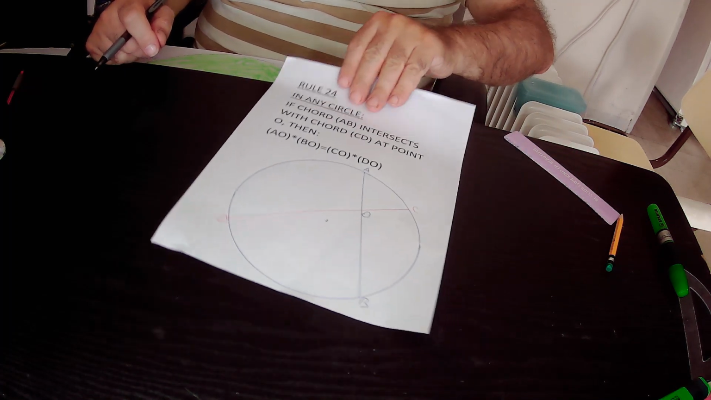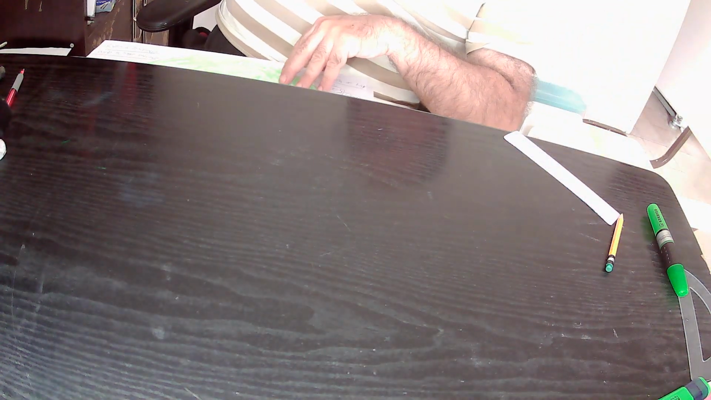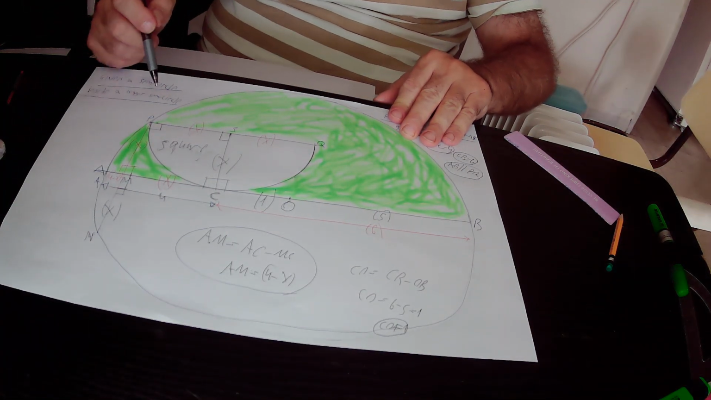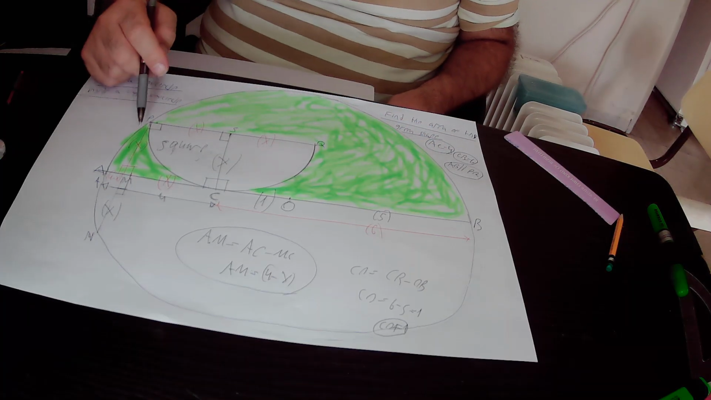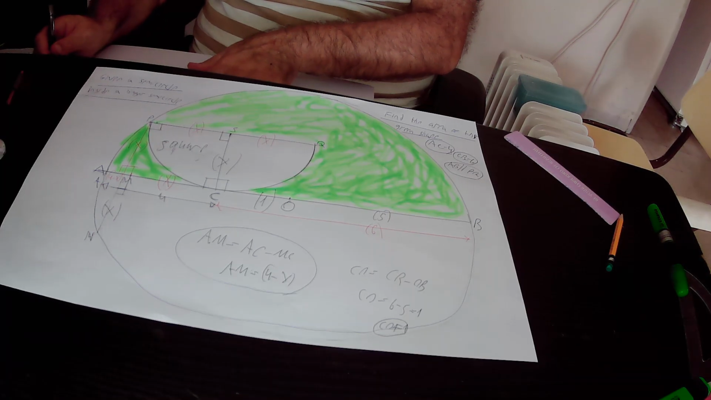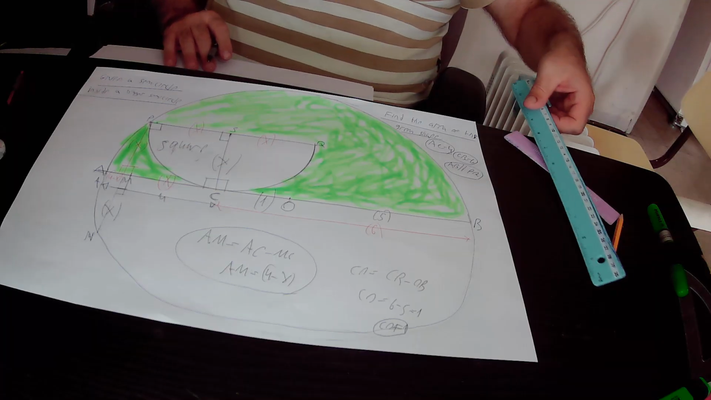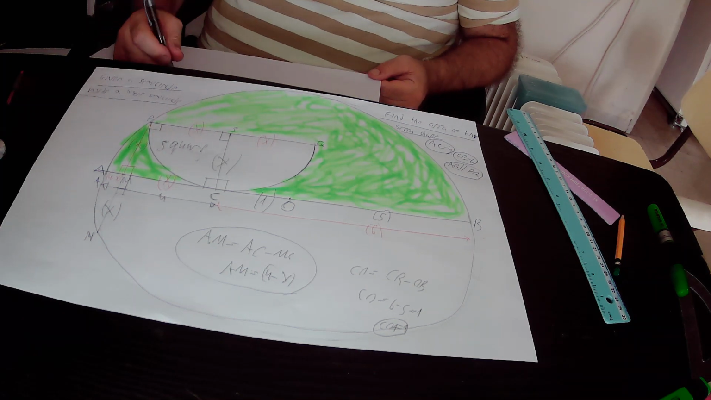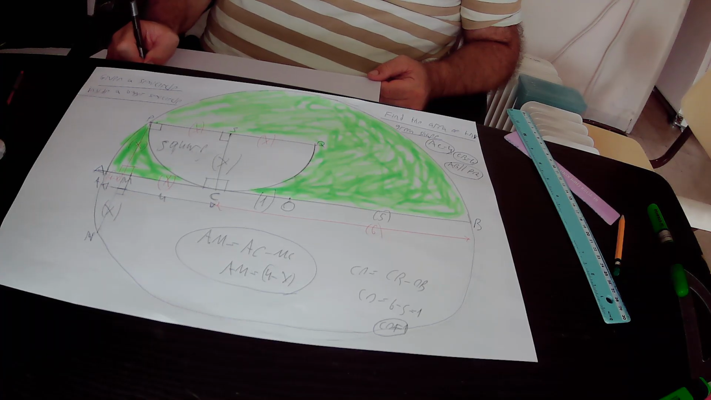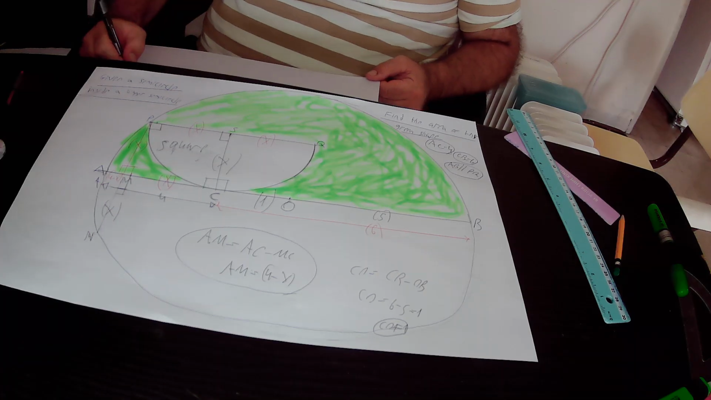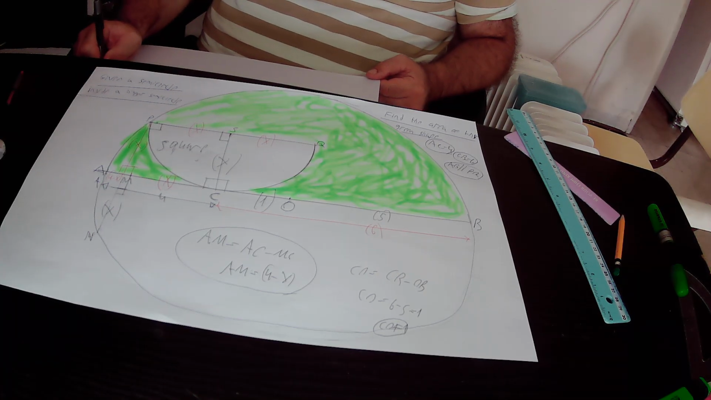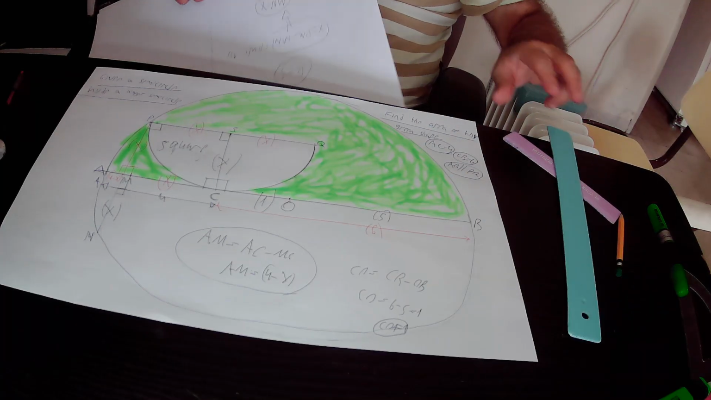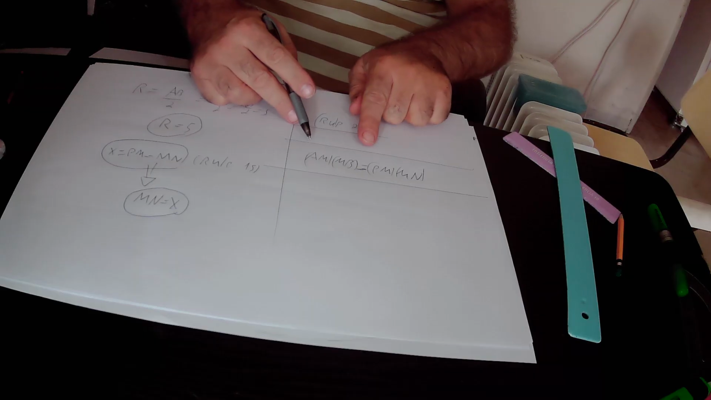So we can definitely implement rule 24 in our drawing. In our drawing, as I already mentioned, chord AB intersects with chord PN at point M. So all the requirements for rule 24 are satisfied, and therefore, according to rule 24, the following equation is true: AM times MB equals PM times MN.